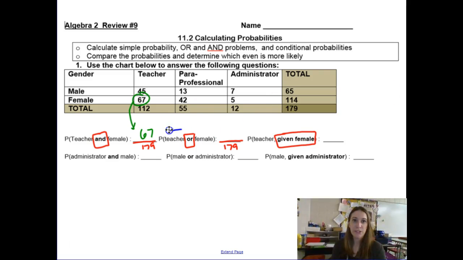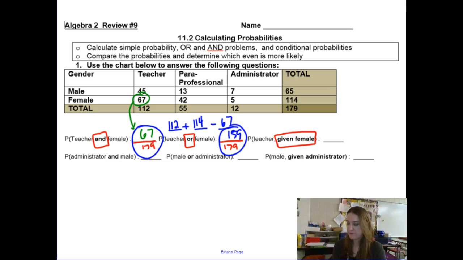You have to figure out total teachers and then total female. But then you counted the female teachers twice, so you have to subtract them one time to recover from that. So total number of teachers is 112. And then total number of females are 114. But the female teachers, these 67 girls, you counted twice, so you got to subtract them. So doing a little add, subtract on my calculator, I got 159 out of the 179.